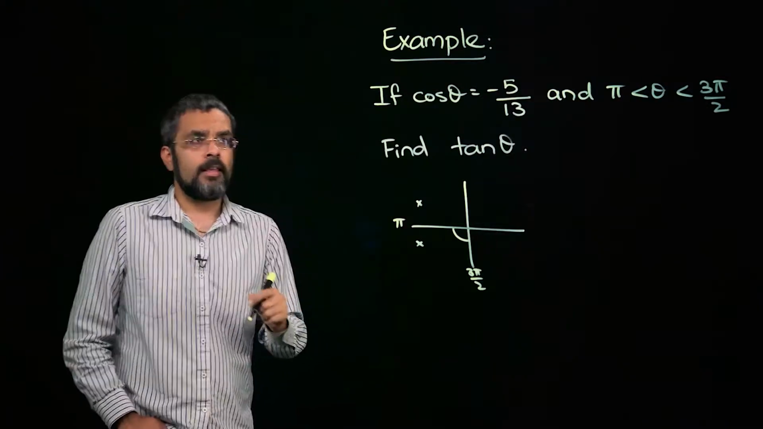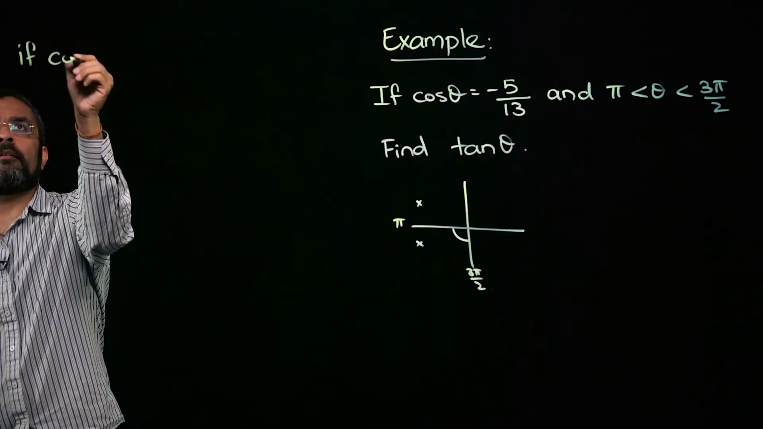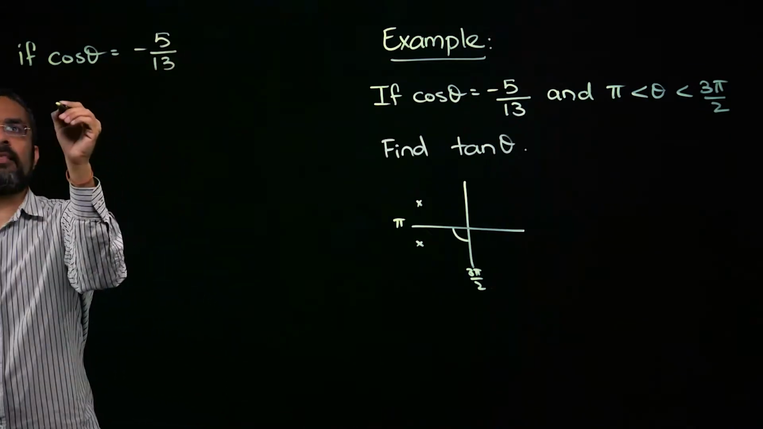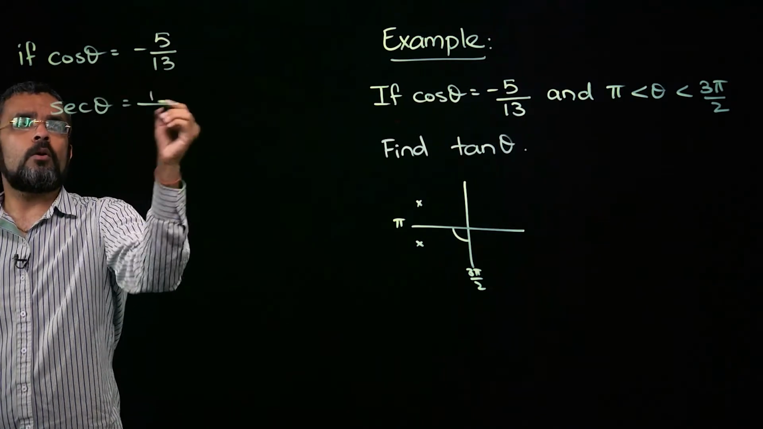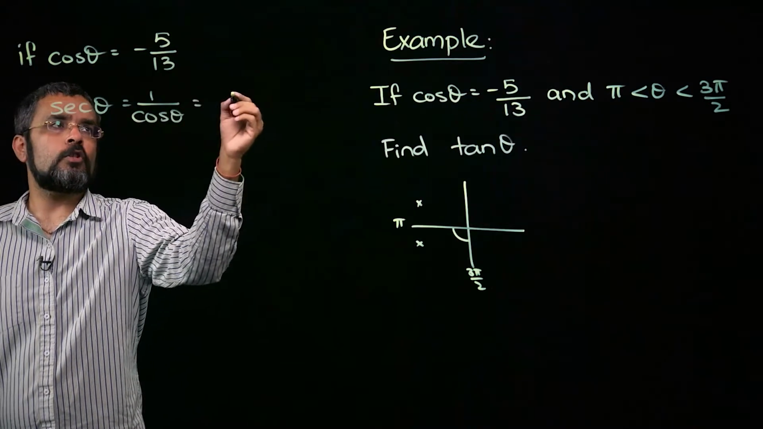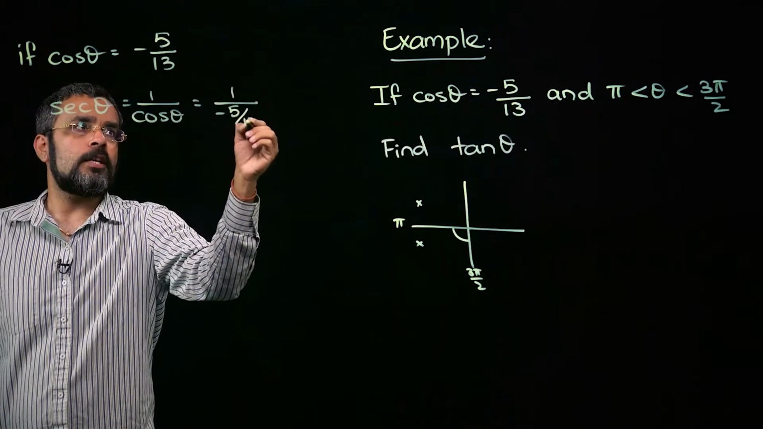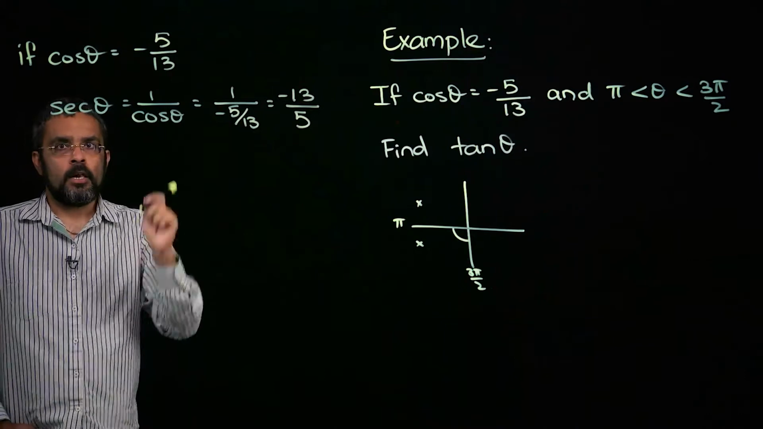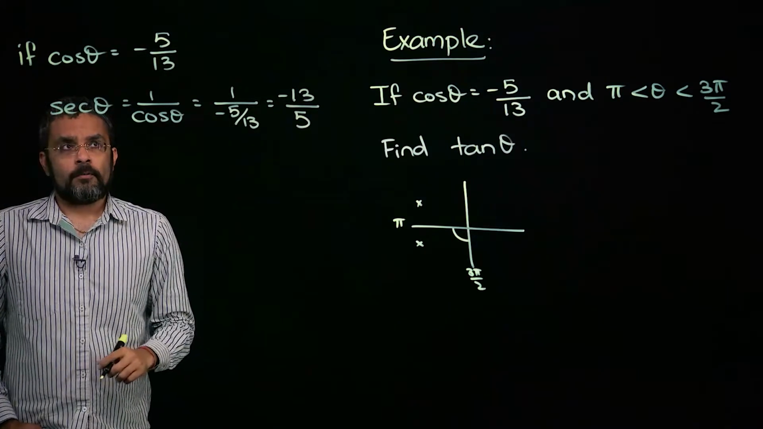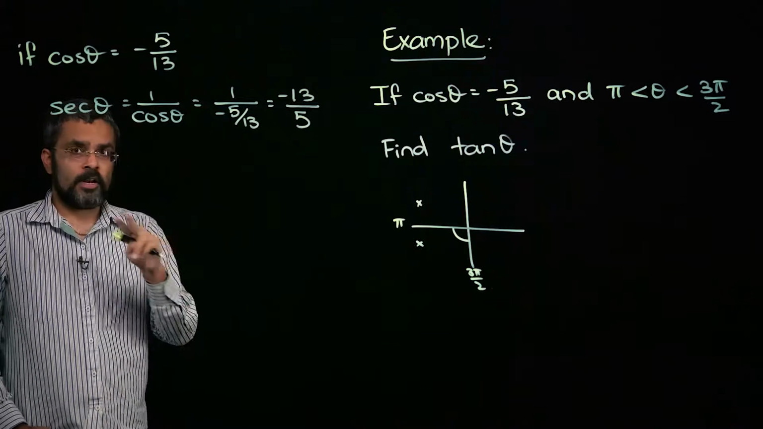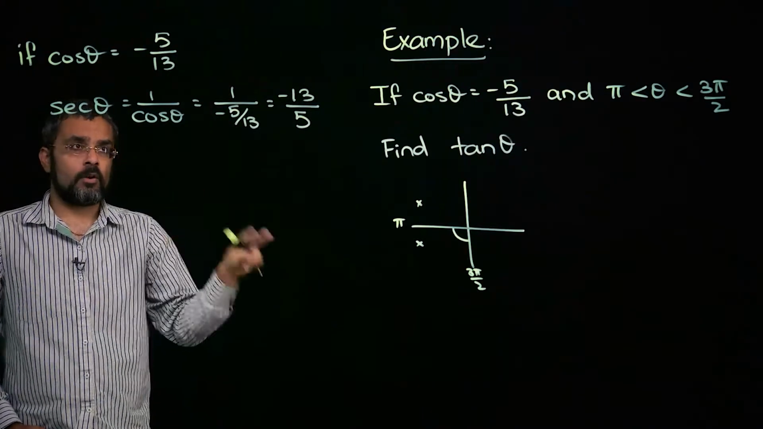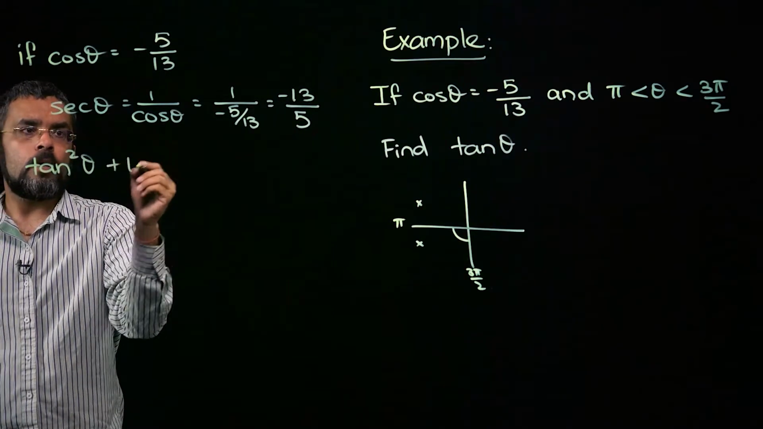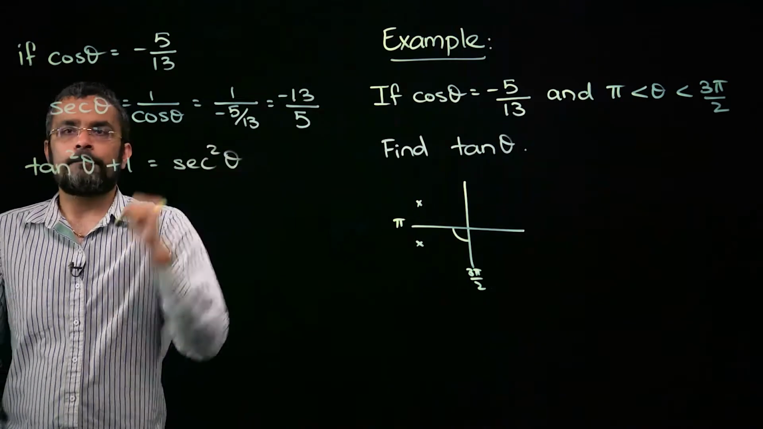So the value of tangent that we get is going to be positive. Now, if cosine theta is negative 5/13, we know that secant theta, which is 1 over cosine theta, is going to be 1 over negative 5/13, which is negative 13 over 5. Okay, so secant theta is negative 13 over 5. Well, there's a relation, if you remember, between secant theta and tan theta with your Pythagorean identities, and we had that tan squared theta plus 1 equals secant squared theta.